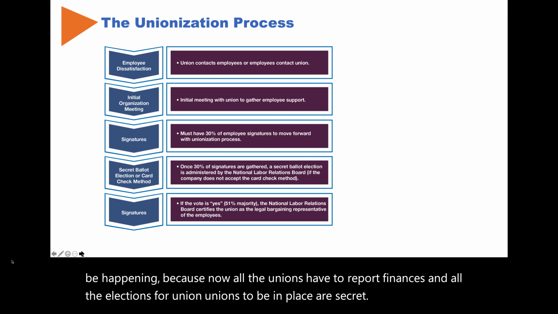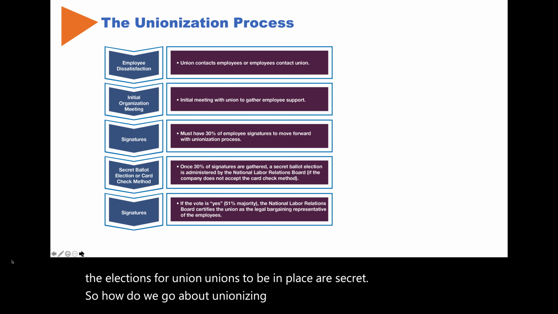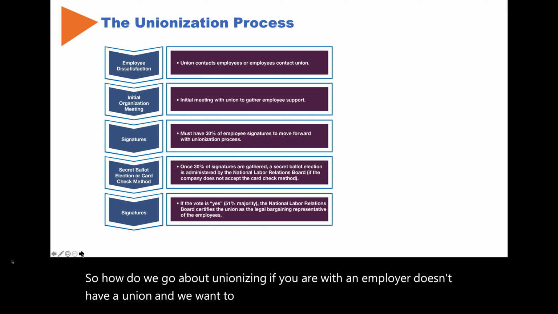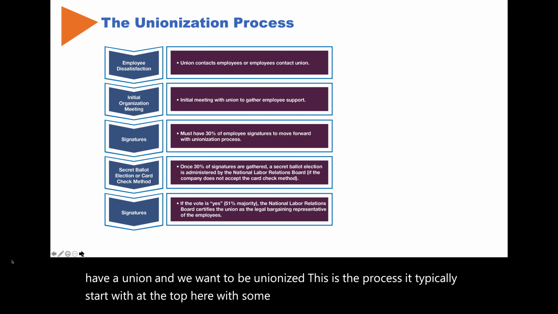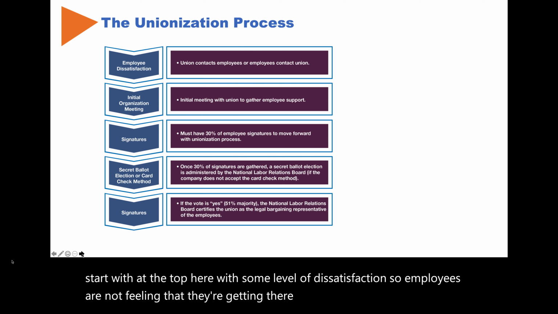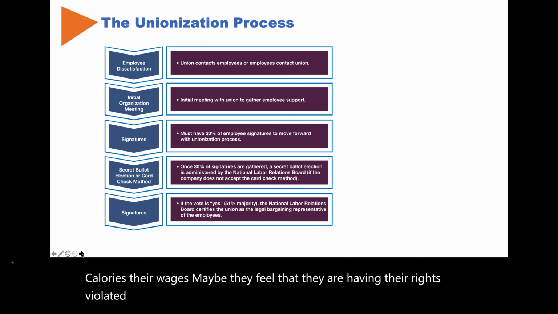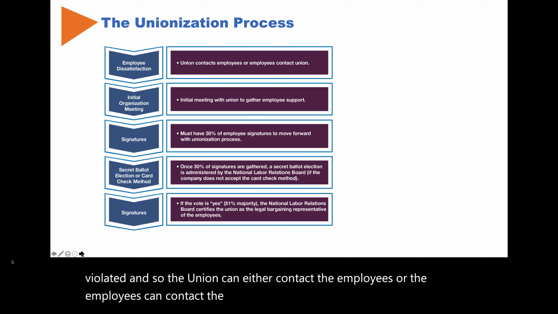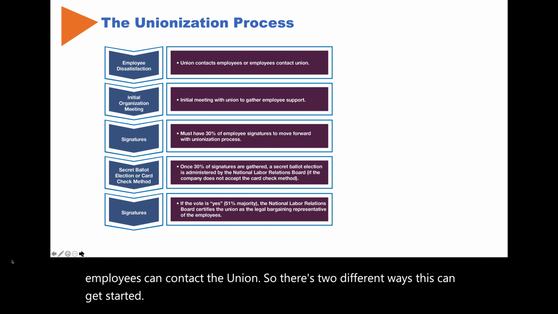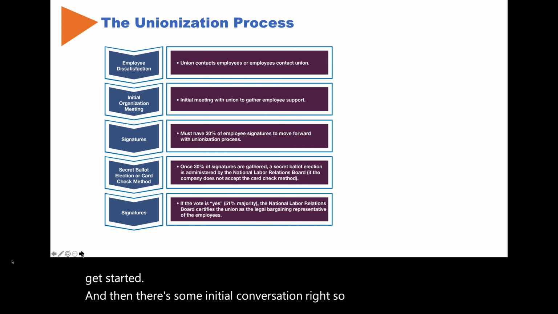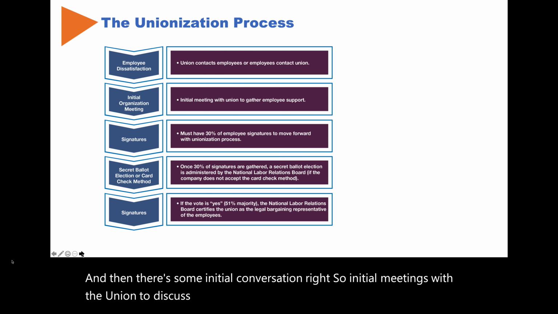So how do we go about unionizing? If you are with an employer that doesn't have a union and want to be unionized, this is the process. It typically starts, at the top here, with some level of dissatisfaction. So employees are not feeling that they're getting their salaries, their wages. Maybe they feel that they are having their rights violated. And so the union can either contact the employees, or the employees can contact the union. So there's two different ways this can get started. And then there's some initial conversation, right? So initial meetings with the union to discuss what is going on with the situation.